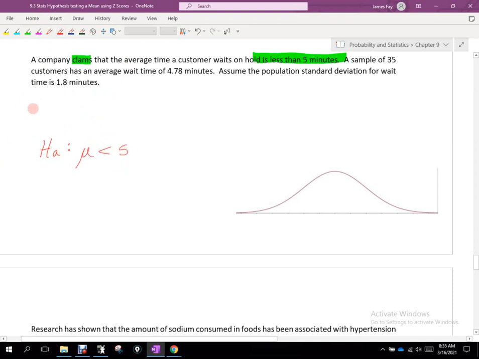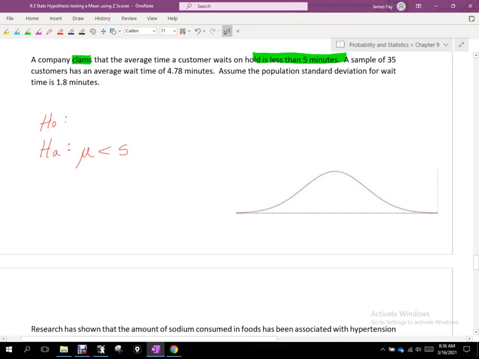As we read through this, it starts immediately talking about the sample: 35 customers has an average of 4.78 minutes. Assume the population standard deviation for wait time is 1.8 minutes. Does it say anything here about H sub 0, the null hypothesis, what the established wait time already is? No. Okay? Which is a little bit different than the other problems that we've seen, right? So if they do that, it's fine.